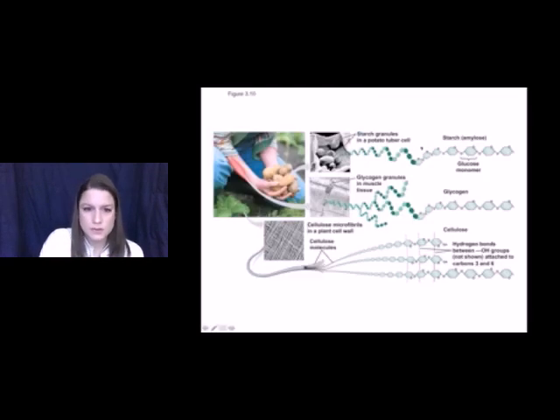So one of the structural polysaccharides, giving strength to structures in either the cell or in an organism as a whole, is called cellulose. I'll come back to that picture in a minute. So cellulose is in plants. It is the most abundant molecule because there are so many plants on the earth. And it's going to make the cell walls of plants.